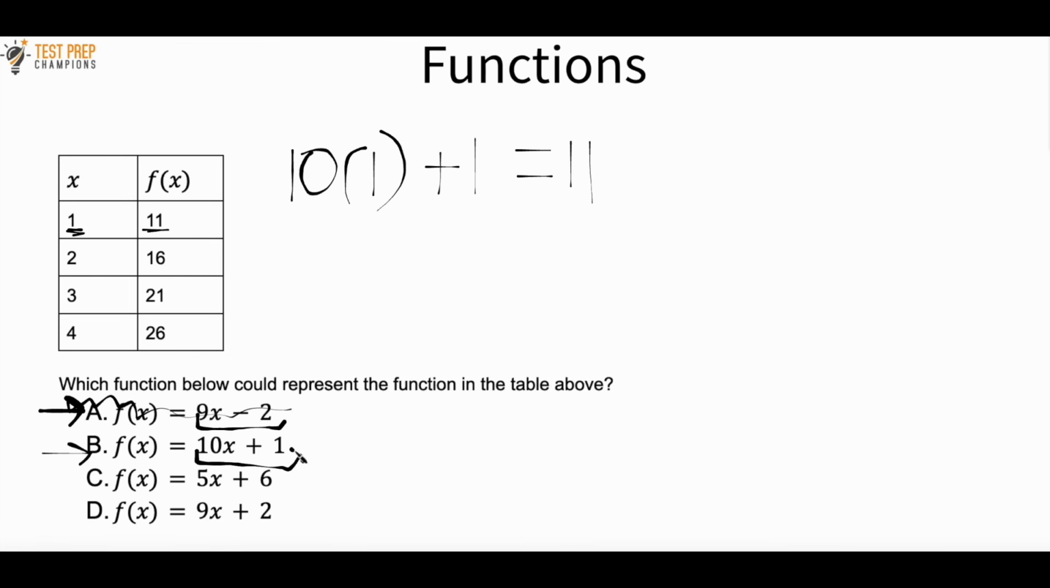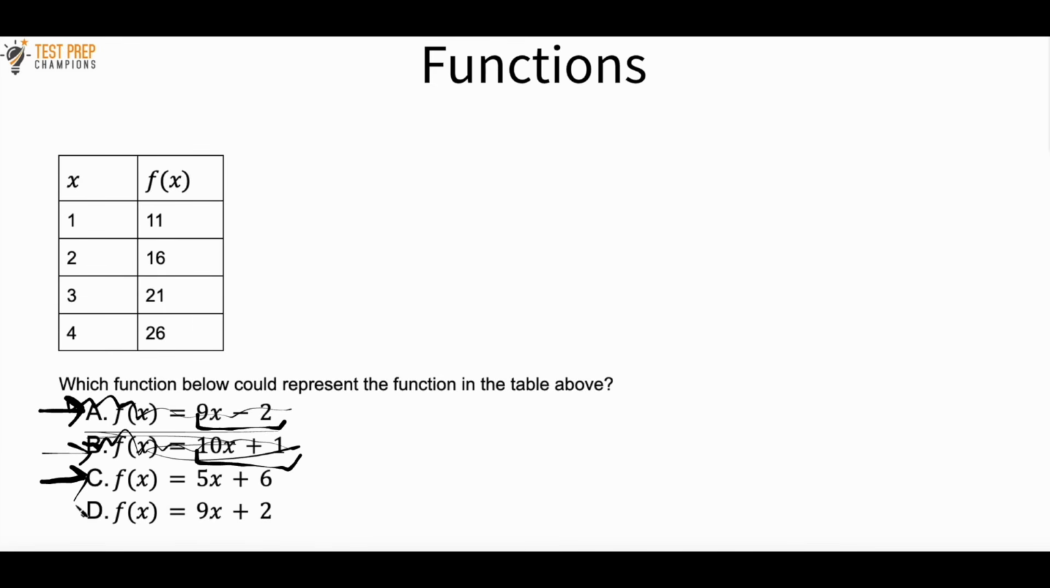So let's keep going. Let me take the 10x plus 1, and this time I'm going to plug 2 in for x. So I have 10 times 2 plus 1. The name of the game here is that I want to do the math and see if I get 16. If I get 16, then we'll keep going. If I don't get 16, then we'll take B out and eliminate the answer choice. So what is 10 times 2? 10 times 2 is 20. 20 plus 1 is 21. We didn't get 16, so I can rule answer choice B out.